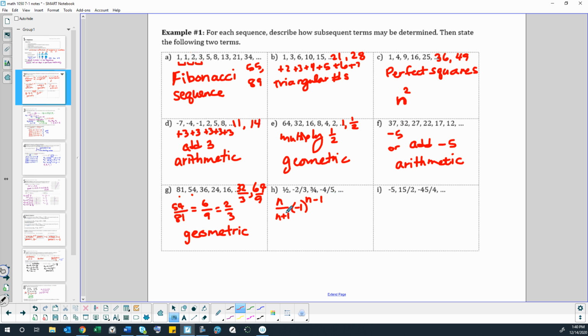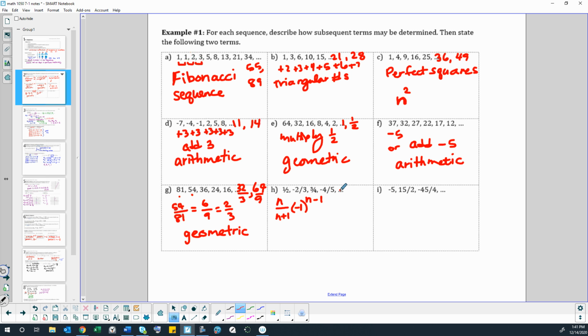So if I do n over n plus 1 times negative 1 to the n minus 1 power, what that'll do is, this first term, n is 1. So 1 minus 1 would be 0, and negative 1 to the 0 power is just 1. So that would be 1, which is positive, times 1 over 1 plus 1, which is 1/2. Let's go to our second term and see if that works. So our second term would be 2 over 3, but then we multiply by this thing, so negative 1 to the 2 minus 1 power, so that would be negative 1 to the first power. That means we're multiplying this whole thing by a negative 1, and that'll give us this next answer, right?